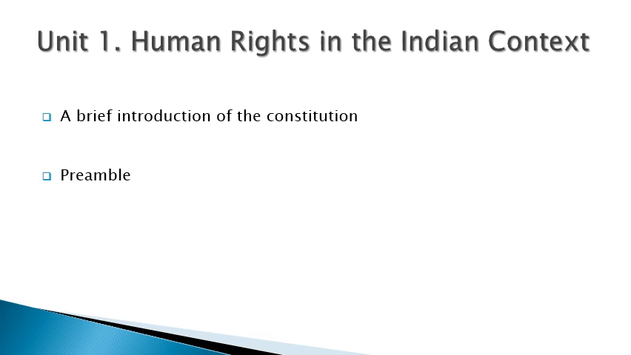Okay, so students, we will see some important words in our preamble. The first word is sovereign. What does it mean? It means an independent country. If any internal affair is there, we will solve it on our own. No external interference should be there. It is very simple. That is sovereign.